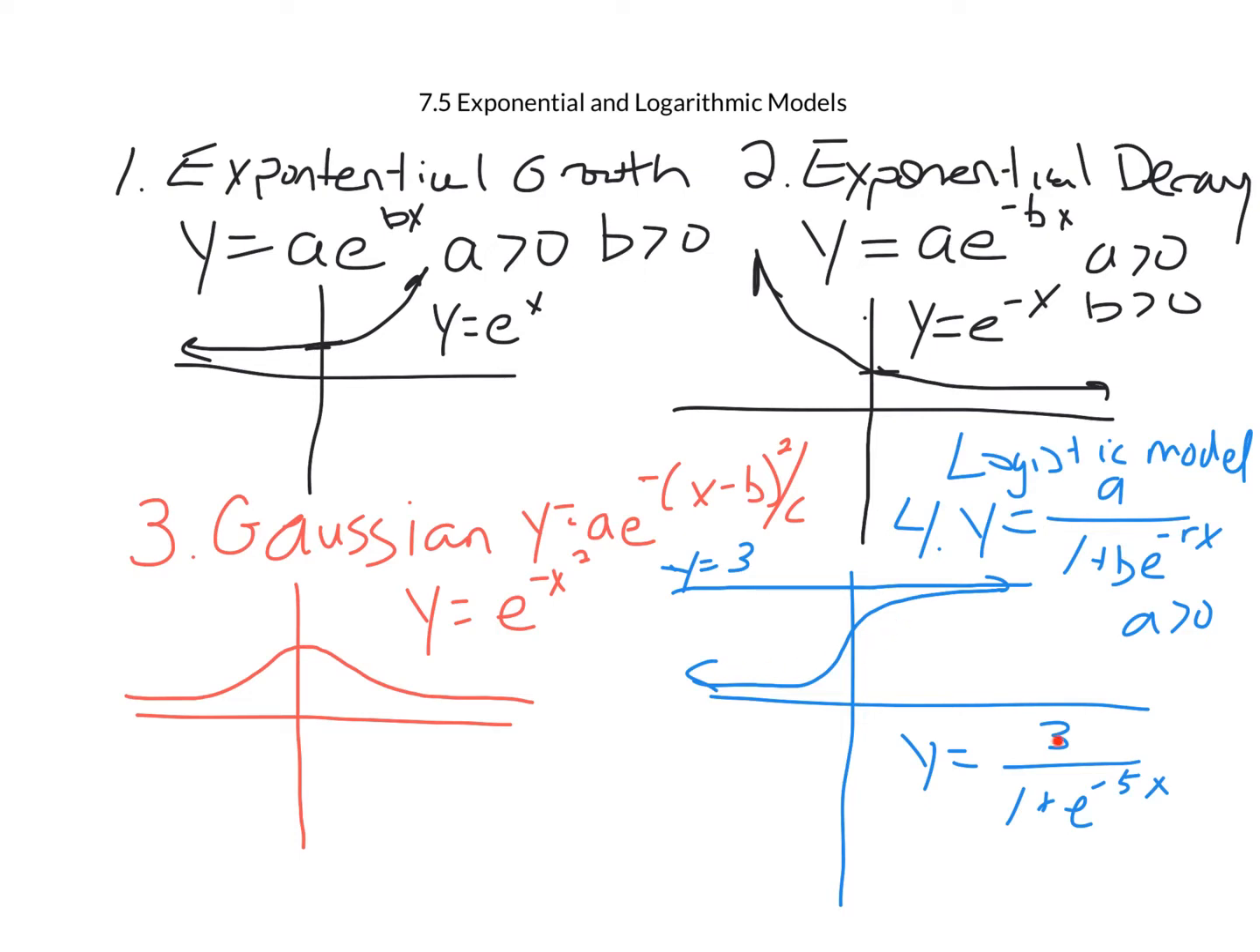So in this example right here, 3 is the limit, and it's 3 over 1 plus e to the power of negative 5x. So it's not going to reach 3. It's never going to go past 3, but it's going to keep creeping up closer and closer.